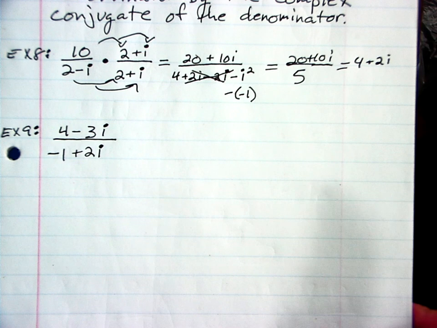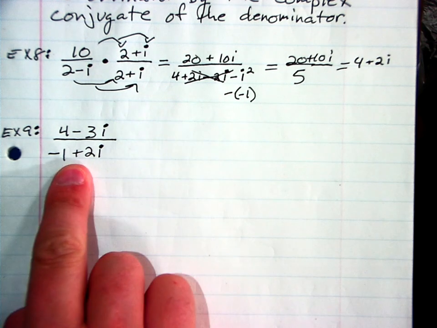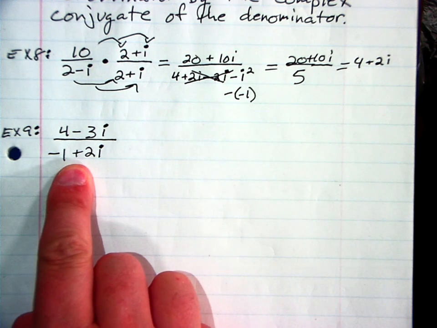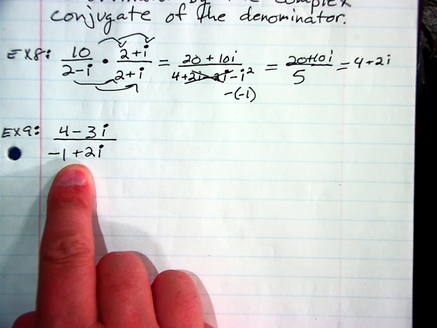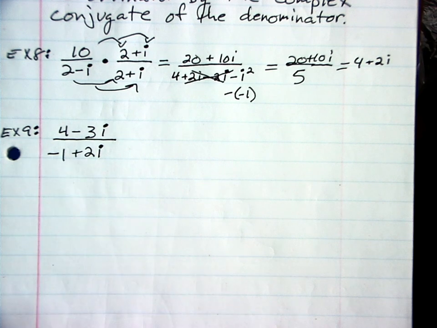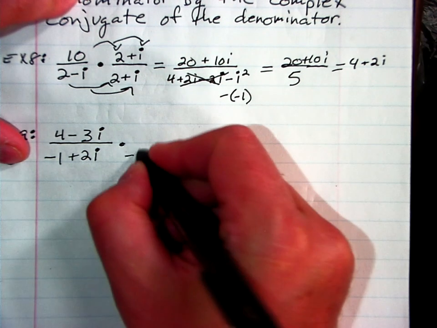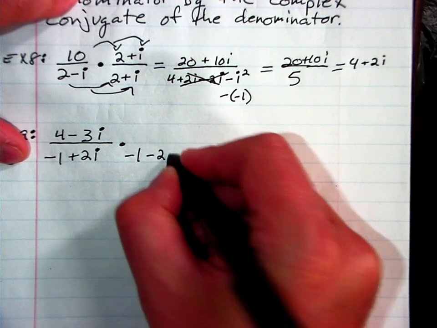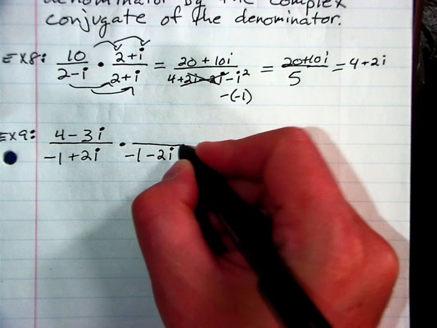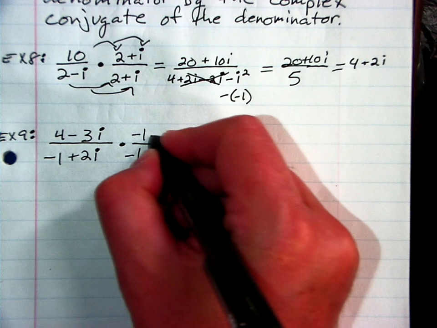All right, so 4 minus 3i divided by negative 1 plus 2i. So Kyla, we learned a new word. It's complex conjugate. All that means is we take this middle sign and switch it. So it's positive right now, so it's going to turn into a negative, because Elise doesn't like imaginary numbers in her denominator, so we got to get rid of them. So here we go, negative 1 minus 2i. And if I do it to the bottom, I must do it to the top.